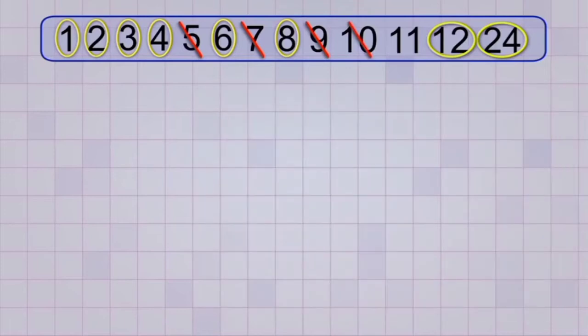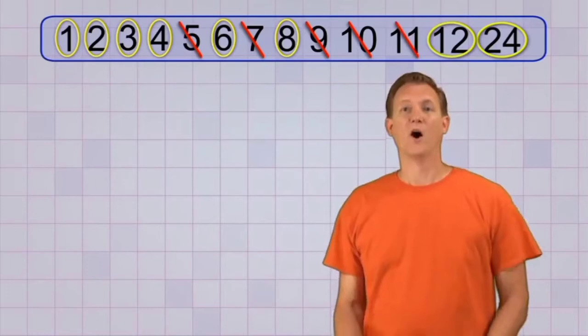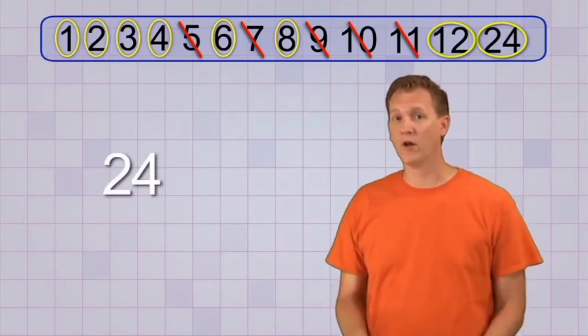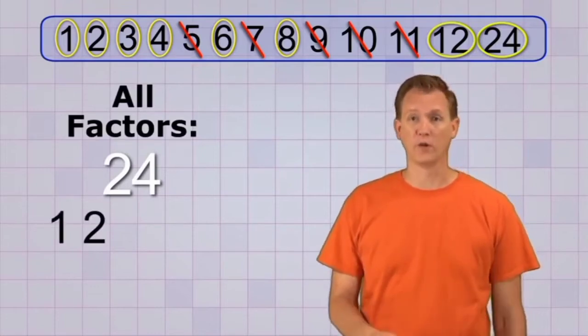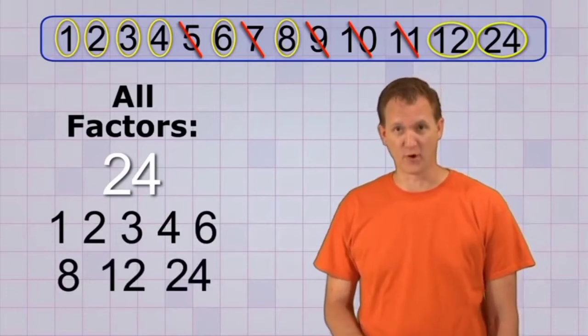It looks like the last one we have to try is 11. 24 divided by 11 equals 2.181818. That's not a factor either. Alright, since we've tested all the numbers that are less than half of 24, we found all of its possible factors, and they are 1, 2, 3, 4, 6, 8, 12, and 24.